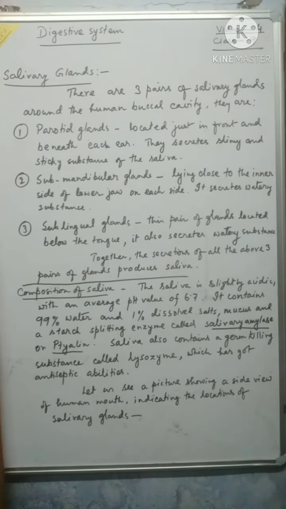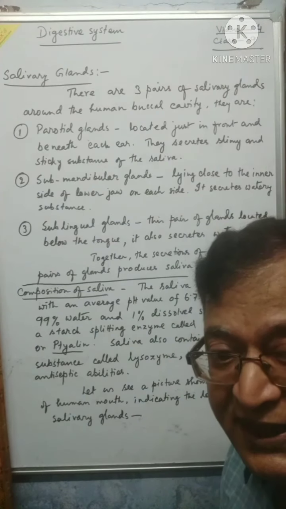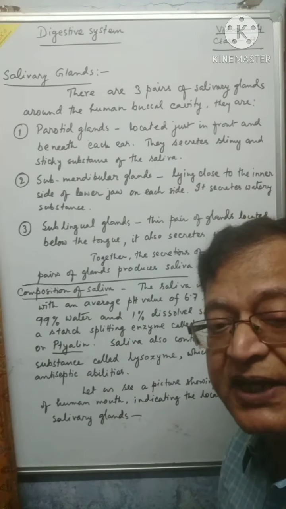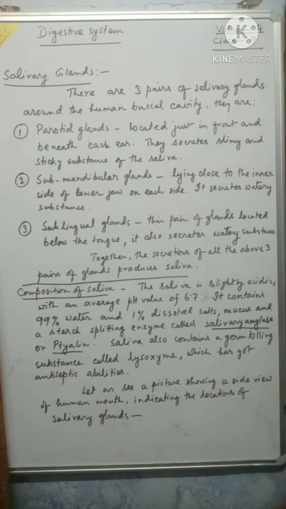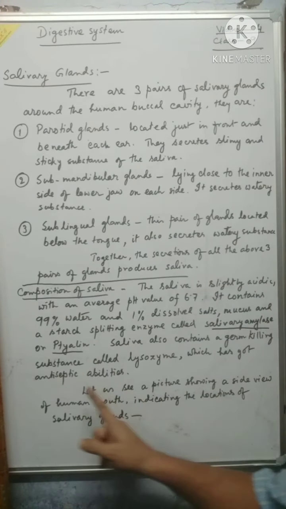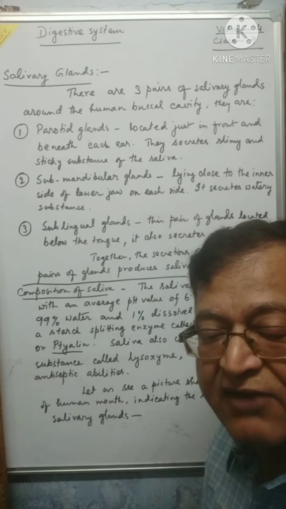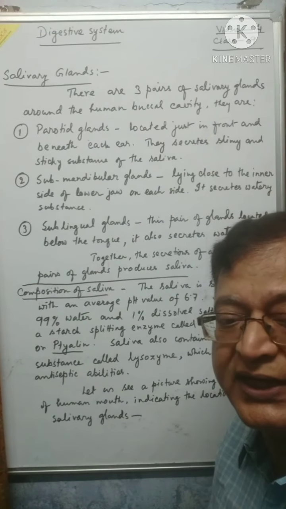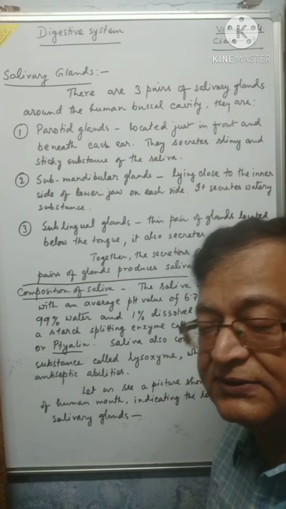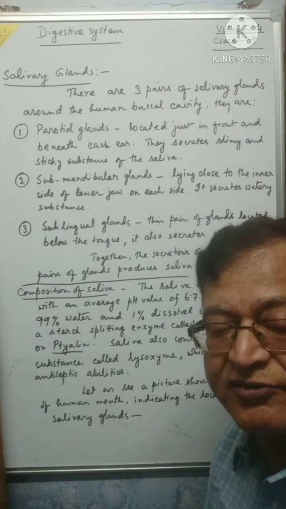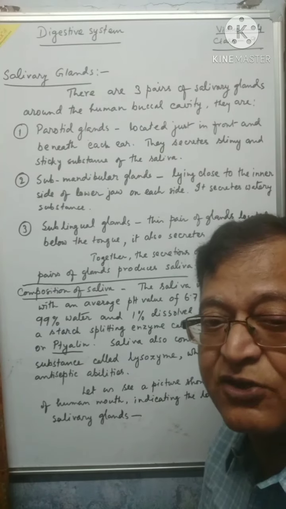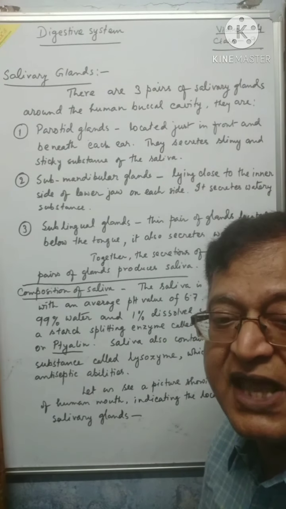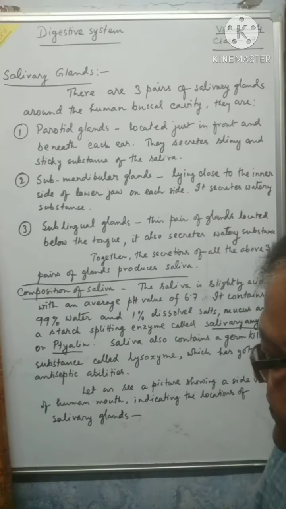Saliva also contains a very important germ killing substance called lysozyme, which has antiseptic abilities. If any germ comes with our food or anything, it is killed or neutralized by this enzyme-like substance called lysozyme.